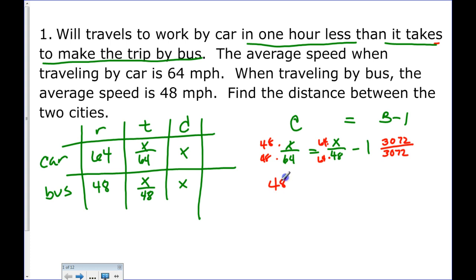So 48x equals 64x minus, this is a minus, 3072. Now notice they all have the same denominator now. They all have 3072 if I were to multiply this out, right? 3072. Okay, how do I get rid of denominators in an equation? Multiply by the denominator and it cancels them all out. So basically, I'm telling you guys, now at this point, you can get rid of your denominator. So I'm left with this.